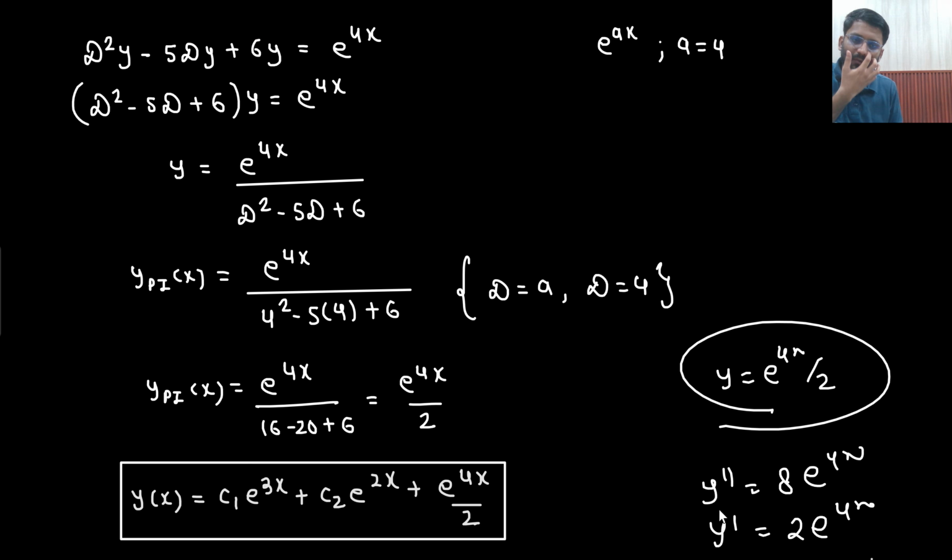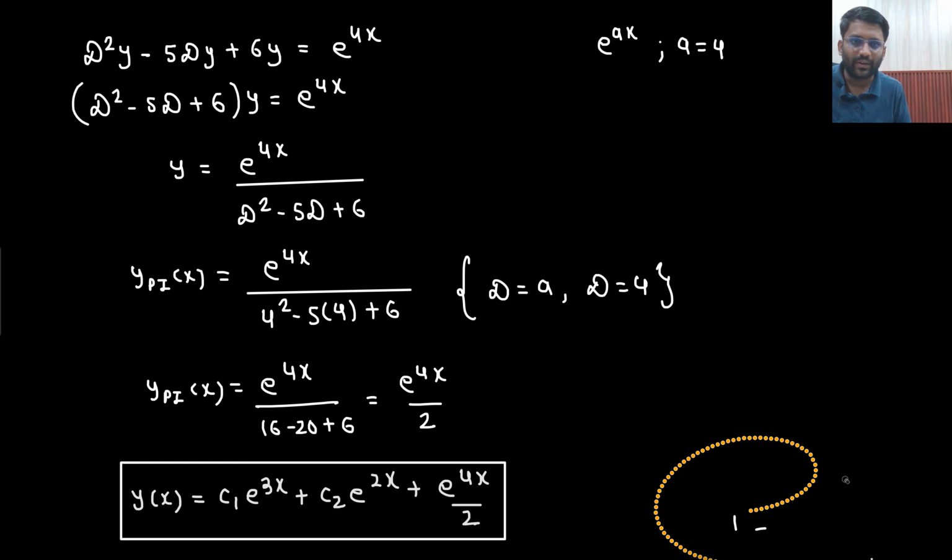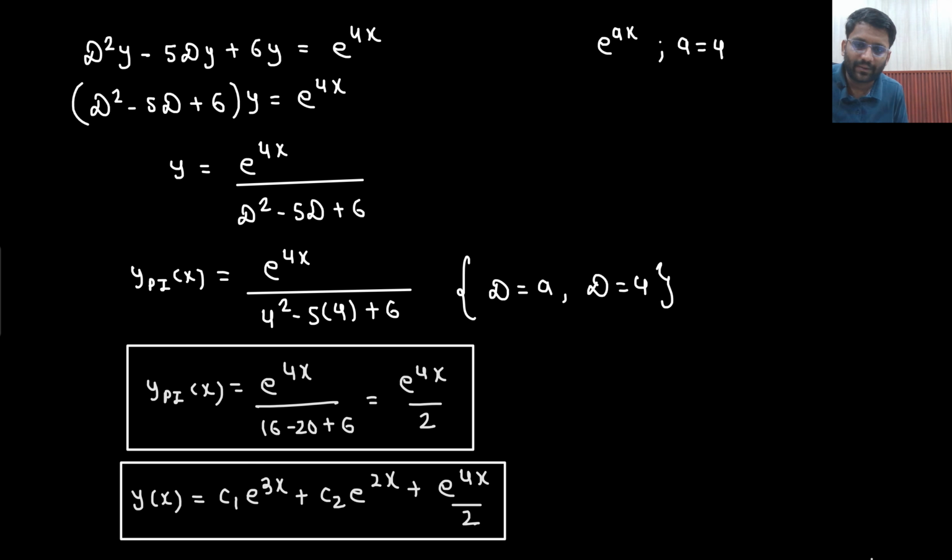And then whatever particular integral we have calculated, how did we calculate it? Whatever the a we are getting, just put this a here: 4 square minus 20 plus 6. So 16 plus 6 is 22, minus 20, the answer is coming out to be 2 e to the power 4x by 2. This is just a method. I cannot give you the reasoning. It is a method you need to remember. Since this 4 is there, simply put this 4 and your job will be done.